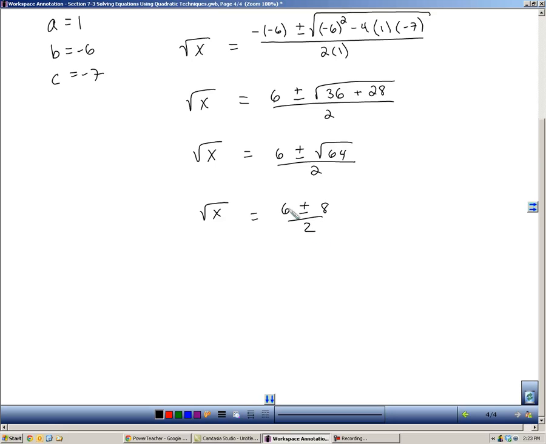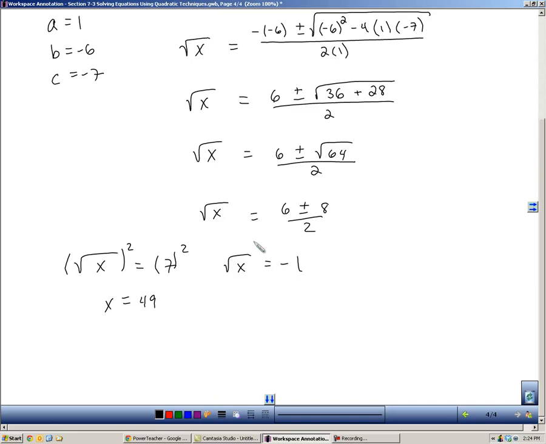So there are really two solutions. There's a 6 plus 8 and a 6 minus 8. So I'm going to write them both over here. 6 plus 8 is 14, and 14 divided by 2 is 7. And then 6 minus 8 is -2, and -2 over 2 is -1. So my two solutions, 7 and -1, but they equal the square root of x. To make them equal x, I'm going to have to square both sides. So x equals 49.